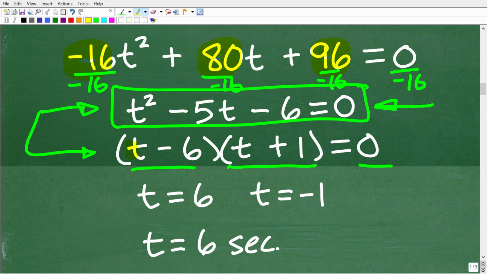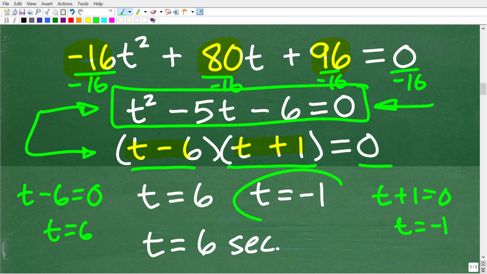And then, of course, we can set each one of these factors equal to 0 and solve. So in other words, we take t minus 6 and set it equal to 0, so t is equal to 6, and t plus 1 is equal to 0, so t is equal to -1. So our answers are the following: t is equal to 6 and t is equal to -1.